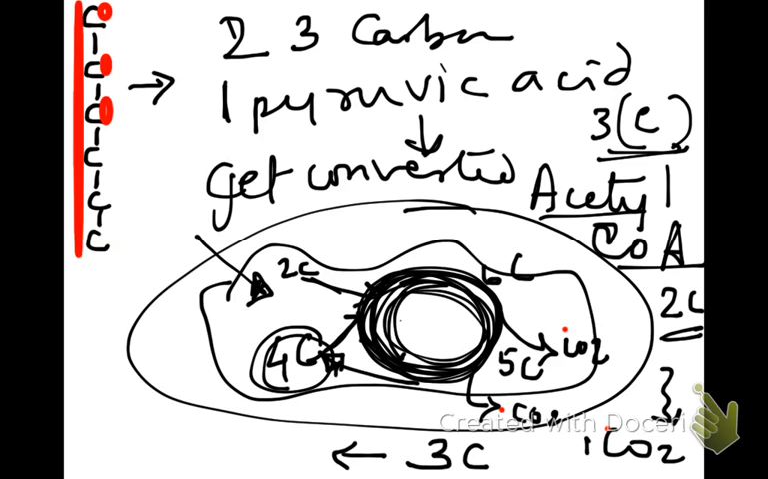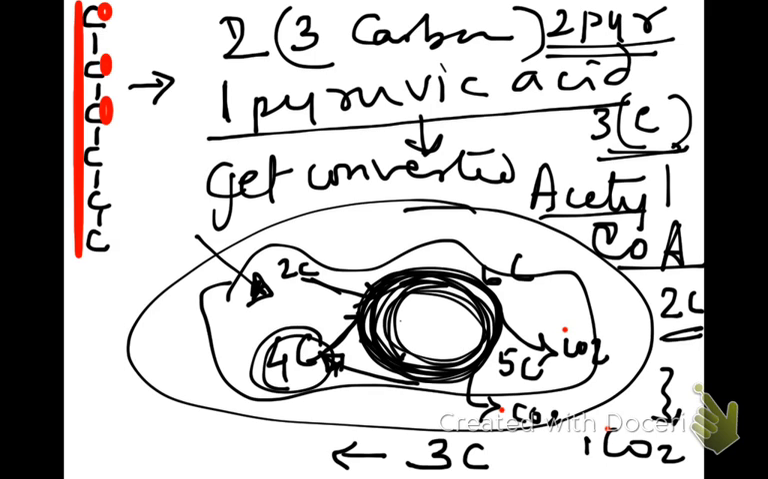Remember, I have 2 3 carbon molecules, 2 pyruvic acids. So 1 pyruvic acid gets converted to acetyl coenzyme A and loses 1 carbon dioxide, and then enters this, loses the other and loses the third. So the 2 carbons that entered got lost through the end of one turn of the cycle. The other pyruvic acid also has to do the same thing.